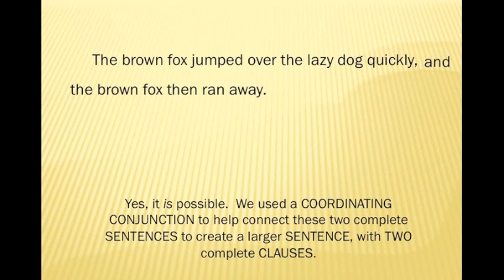Yes, it is possible. What we added was what was called a coordinating conjunction. And this coordinating conjunction helped us to connect these two complete sentences to create a larger sentence. In other words, a sentence now that has two complete clauses instead of just one.